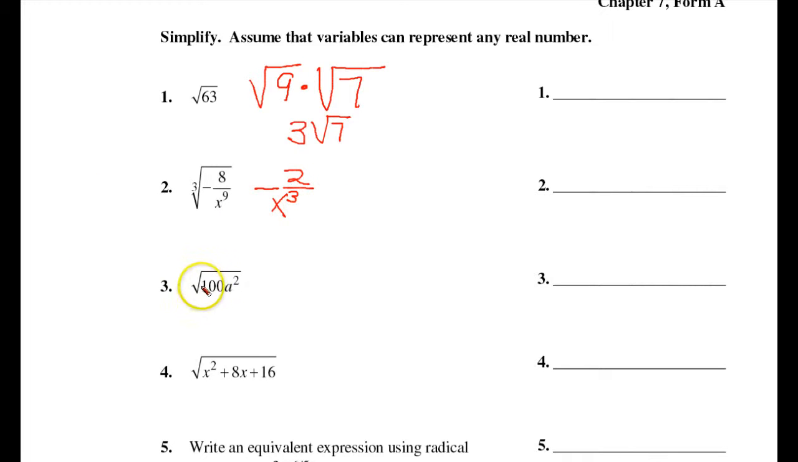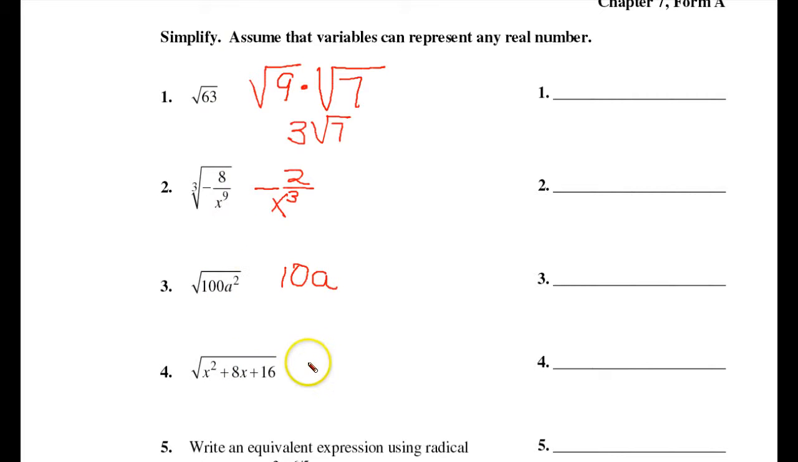All right, there's a perfect square already, so that's going to be a 10. And the square root of a squared, again, there's a 2 there that we're going to divide this by 2, so this just becomes a.